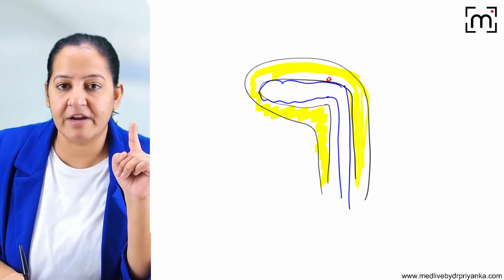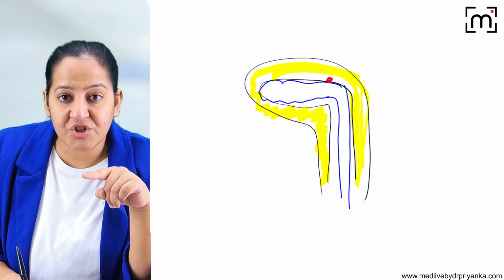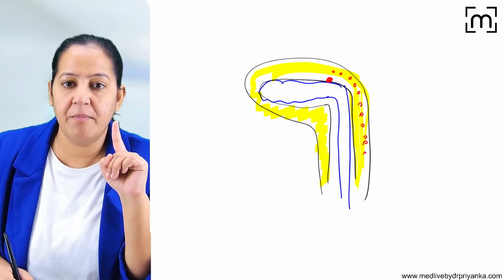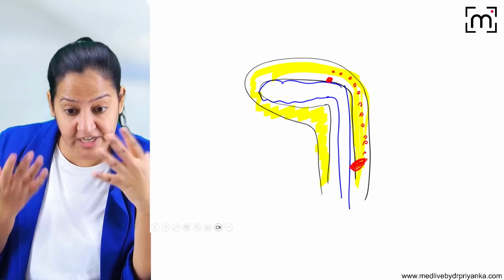For example, someone is having a tumor over here. So the tumor cells are shed in the CSF and via CSF they are carried away and they form a secondary or multiple secondaries at distant sites.